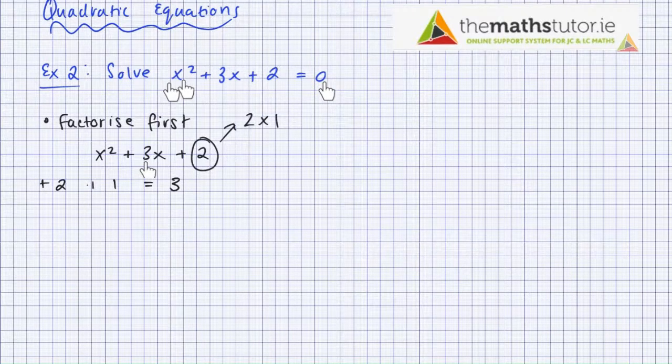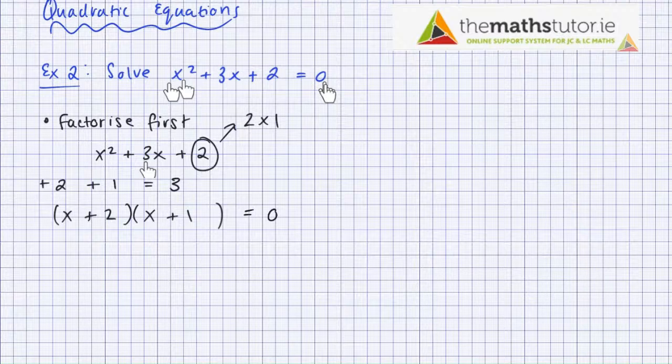So if both of them are plus, you'll get a plus 3. At this point, we open up our brackets. We put x in the first, x in the second. We've gone with plus 2 and plus 1. So we know up to that point. Now, you are told that it's equal to 0. So we're going to write down that this equals 0.